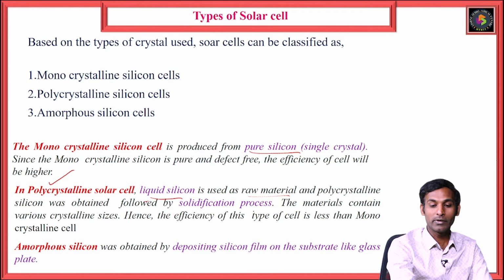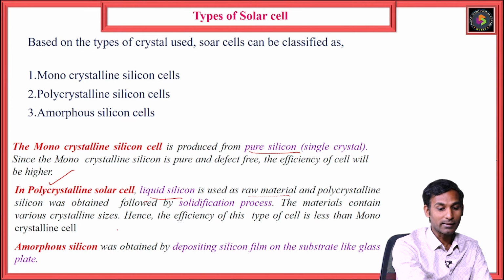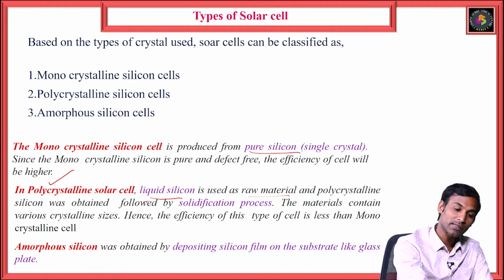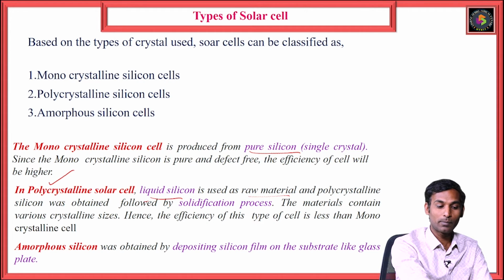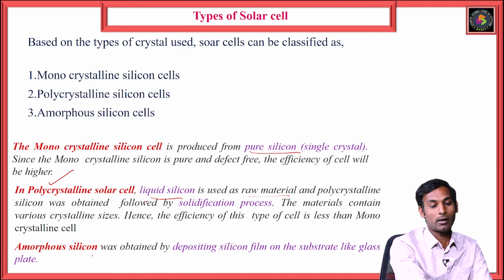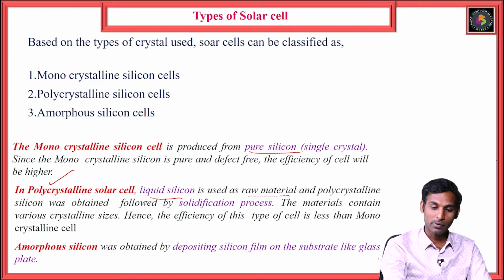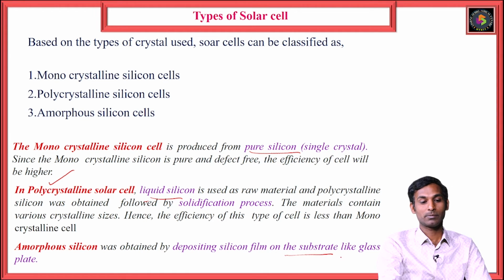In the solidification process, the material contains various crystallized sizes, hence the efficiency of this type of cell is less than the monocrystalline cell. For example, amorphous silicon is obtained by depositing silicon film on a substrate like a glass plate. From the construction point of view, we are using the substrate as one of the materials for the solar cell, that is said to be glass metal.